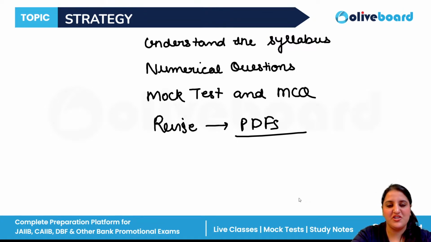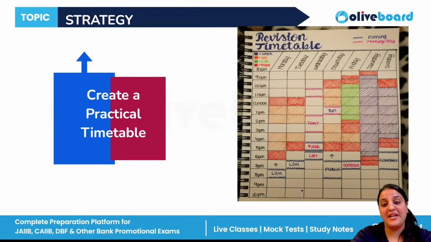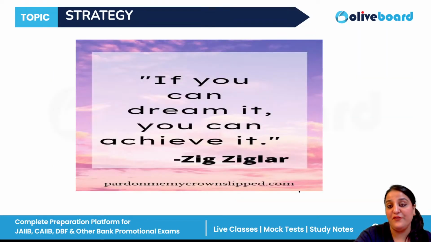And motivation is very important. I know it is very difficult to maintain your professional and personal life. So create a practical timetable. Give love to your loved ones, take out time for them, and also manage your professional life. If you can dream it, you can achieve it. So don't worry about anything. If you already think about the CAIIB, that means you will clear that exam one day.